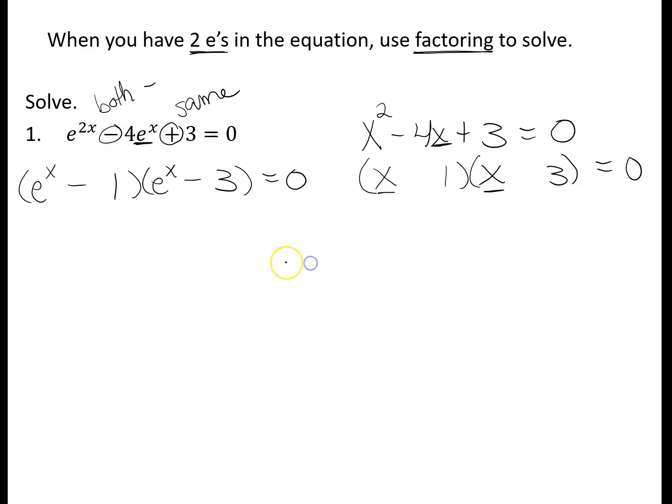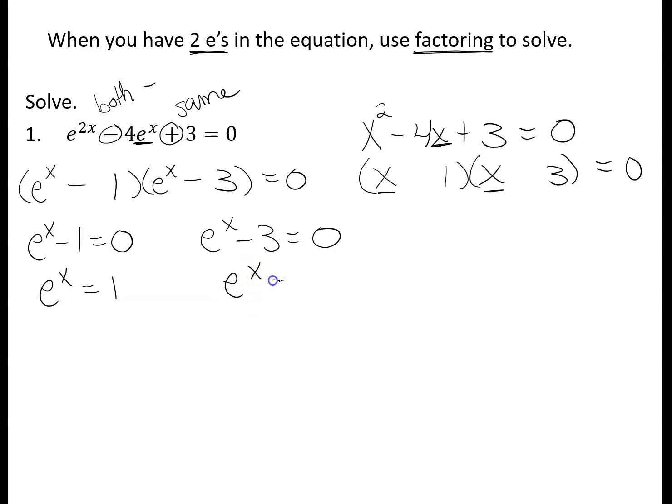Now once you've factored, the next step is to set each factor equal to 0. So e to the x minus 1 equals 0. e to the x minus 3 equals 0. And then you need to solve each of these, which are exponential equations themselves. So first step, isolate the e to the x. So here we're going to add 1. Here we're going to add 3.